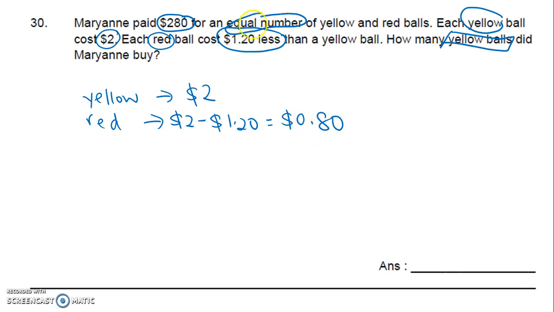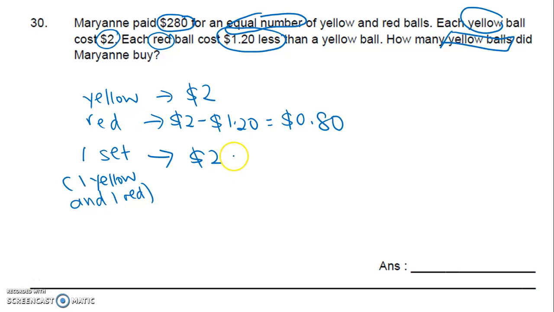And I know that it's going to be an equal number. So for every one yellow ball, she also has one red ball. So that means it comes in a set. Alright? One set is actually one yellow and one red. Okay, one yellow and one red would be $2 plus 80 cents, because $2 is the yellow and 80 cents is the red ball. One set will give me $2.80.